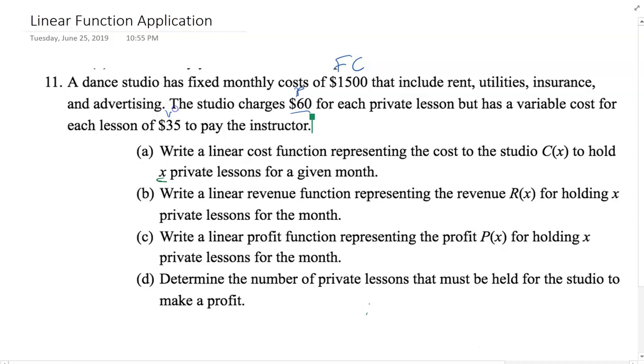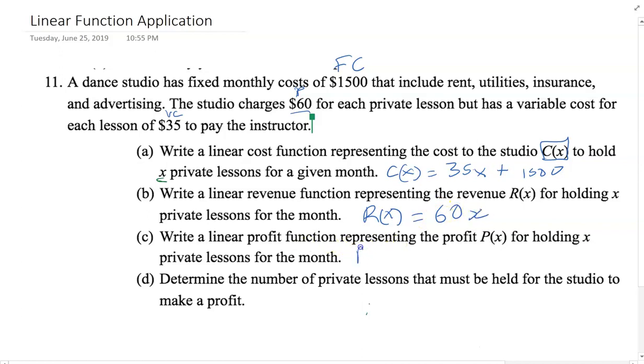There's also a variable cost here of 35. So C of x, which is our cost, will be the fixed cost plus the variable cost. So C of x would be the variable cost, which is 35x, plus 1,500. The revenue function, again, revenue is price times quantity. The price there is $60. The quantity would be x, so that's 60x.